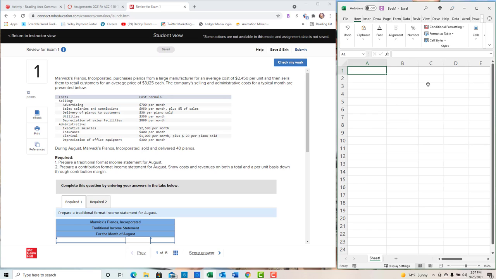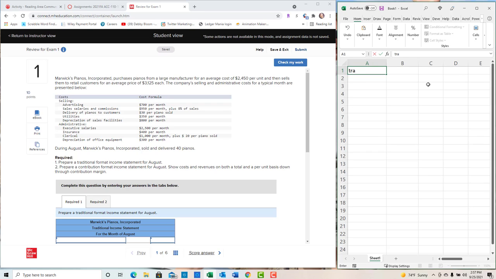So before we solve the problem, let's just quickly go over the difference between a traditional format income statement and a contribution margin income statement. And we're just going to go down to the operating income. We're not going to worry about income taxes or interest income and interest expense.